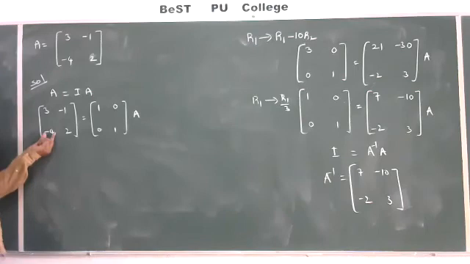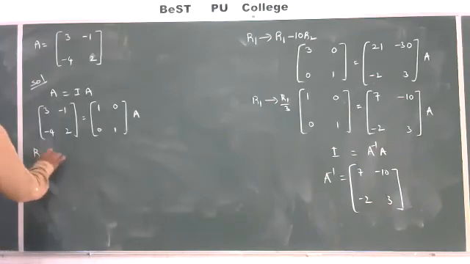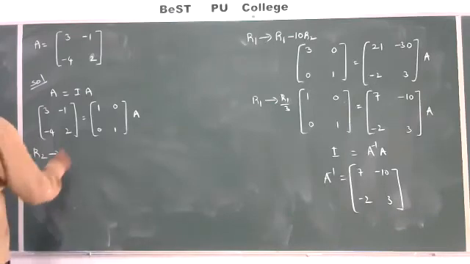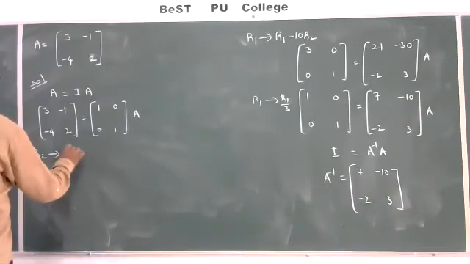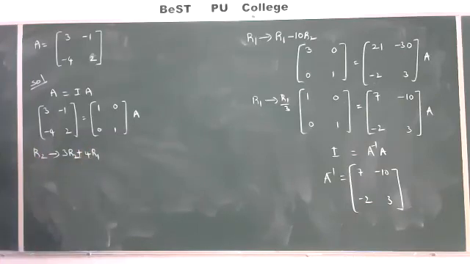Here you make this element 0. This is minus 4. So 3 into minus 4, minus 12. 4 into 3, plus 12. Minus 12 plus 12, you get 0. That's why R2 goes to 3R2 plus 4R1.